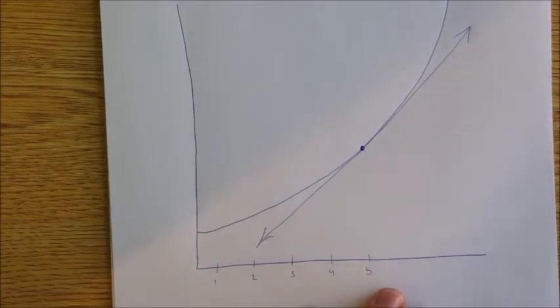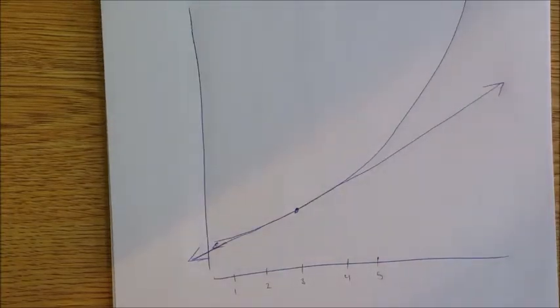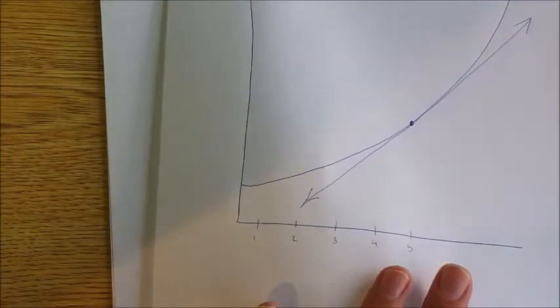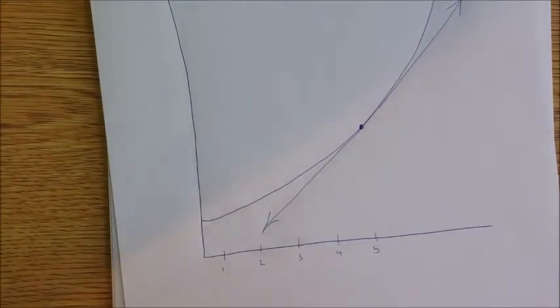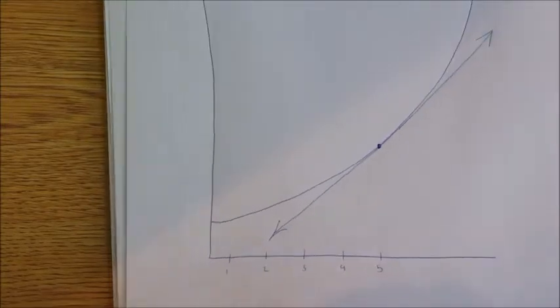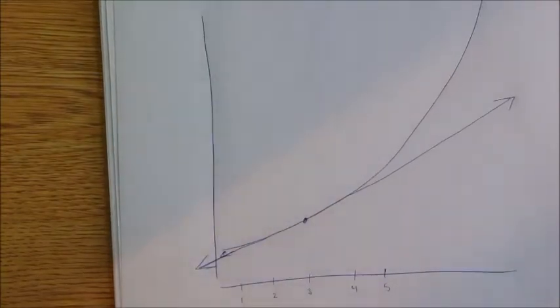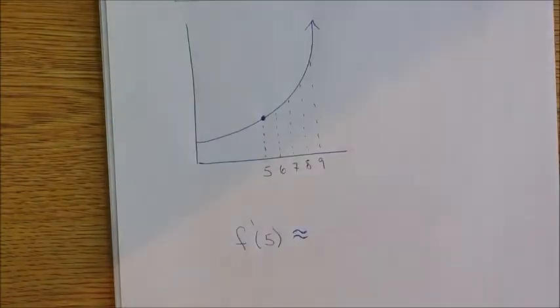Here's what it would be looking like at 5. This is what it would be looking like somewhere around 3. So you can see as it gets higher and higher, the angle is different. So the angle is not the same at 5 in this line as it was at 3. So what you're kind of doing is approximating.